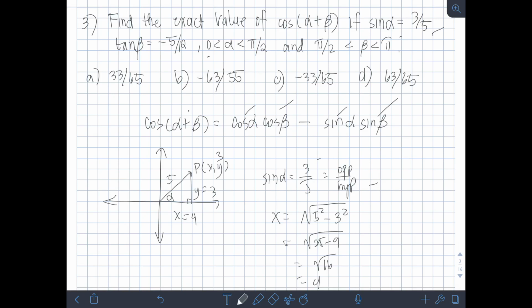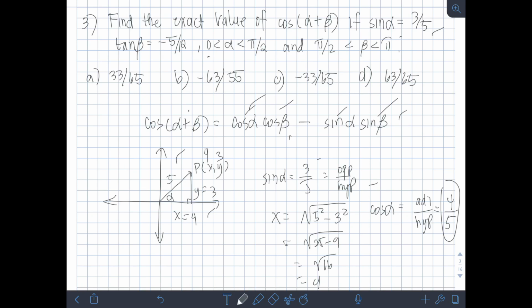So, meron na tayong x saka y. So, masasolve na natin yung other trigonometric function na hinahanap natin. Etong cosine alpha, solve natin. So, di ba yung cosine alpha is equal siya sa adjacent over hypotenuse. So, ano yung adjacent natin? Yung nasolve natin na x na 4 over yung hypotenuse natin, yung given na 5. So, meron na tayong 4 over 5 sa cosine alpha. Okay, so tapos na tayo sa alpha.